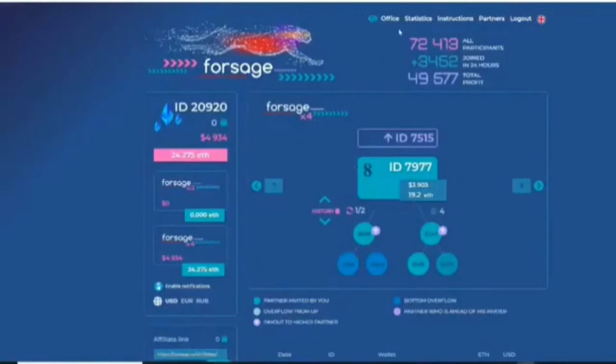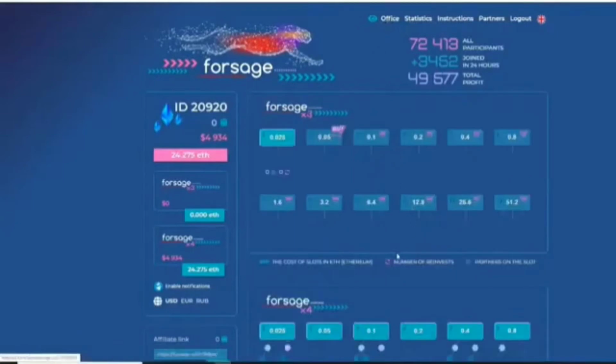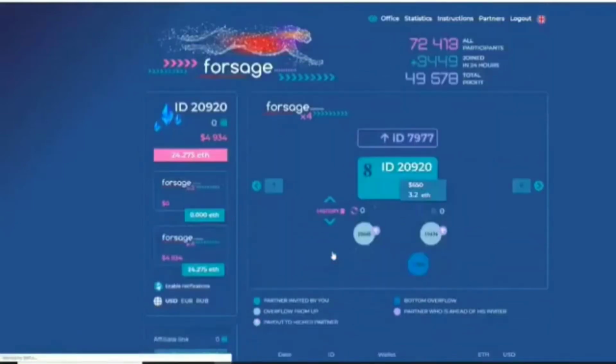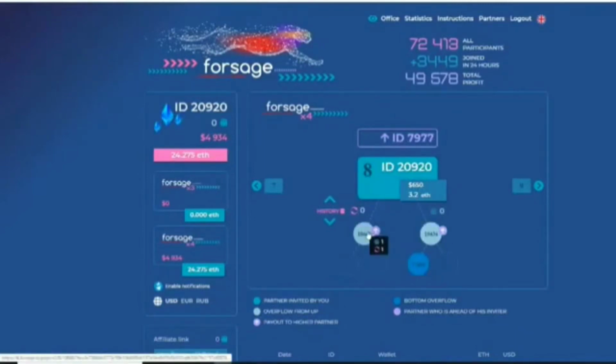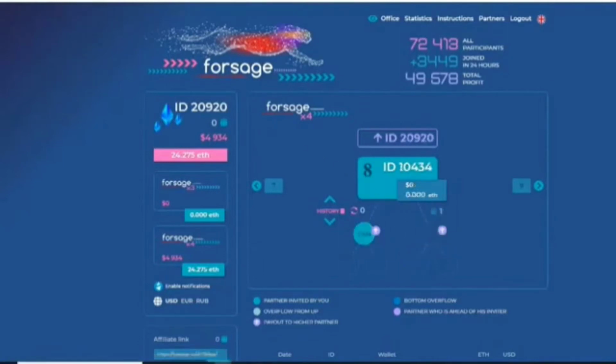And then what happened, okay, if we come back here to the office on this space, 10668 and 10434 is actually a spillover, because these guys have come not by this guy 20,920, but it was referred by 8648. Okay, this guy also is not a direct referral of 20,920.